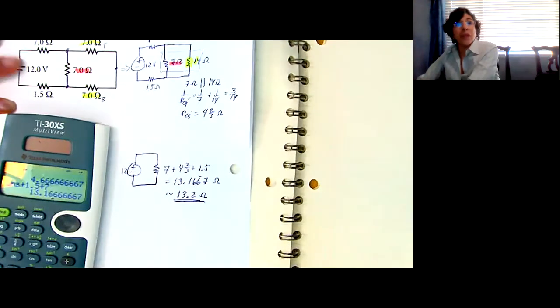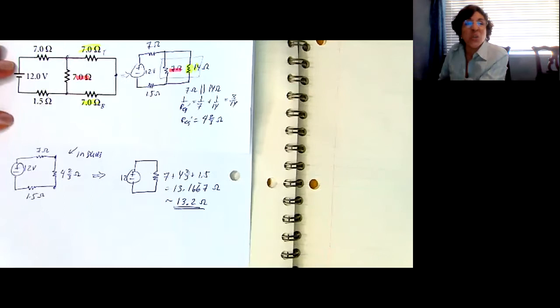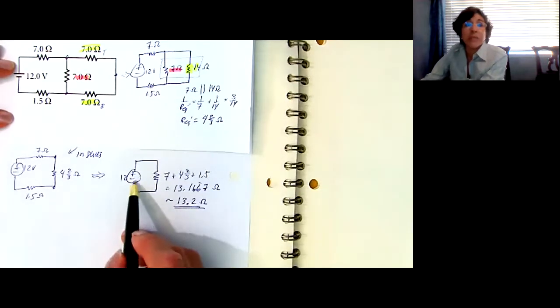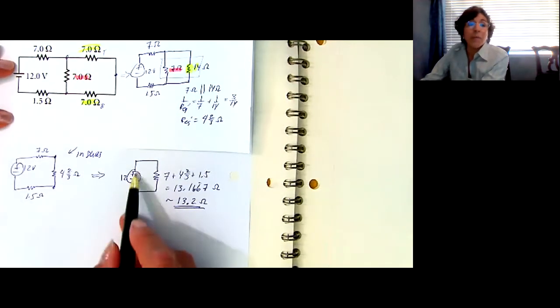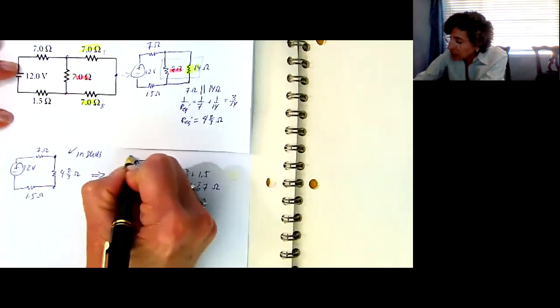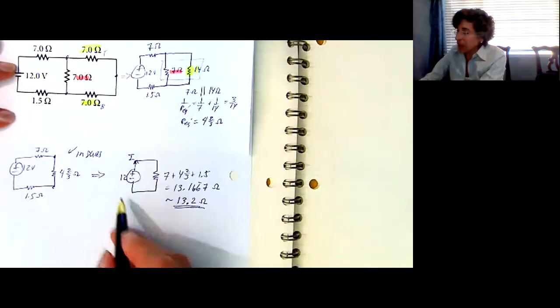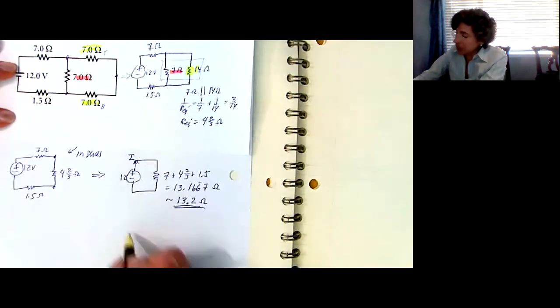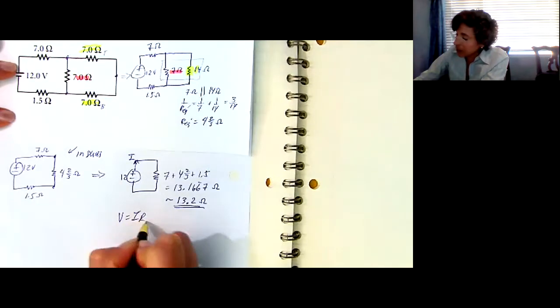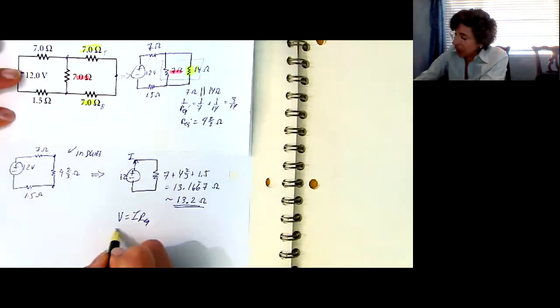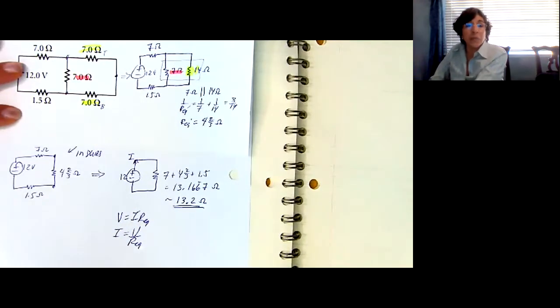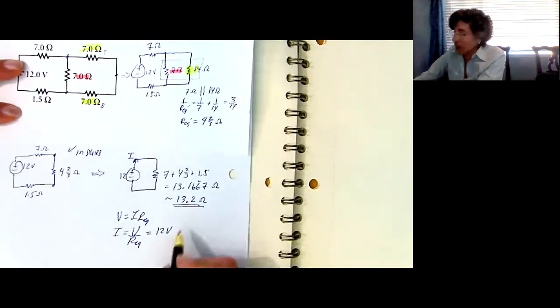13.2 ohms. But before we leave this problem, I'm going to ask you, what is the current that's being delivered from the power supply? What is this current that's coming minus to plus this way, the current that's coming out? Well, let's figure that out. V equals I times our equivalent resistance. So I is the voltage divided by the equivalent resistance, and the voltage is 12 volts.